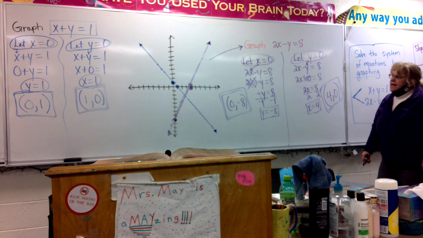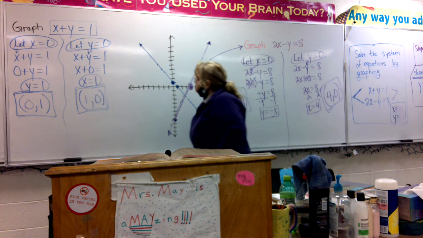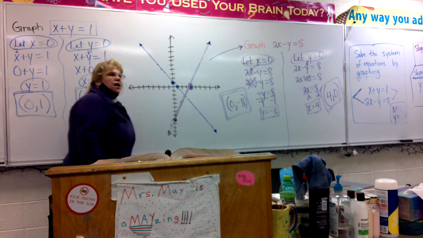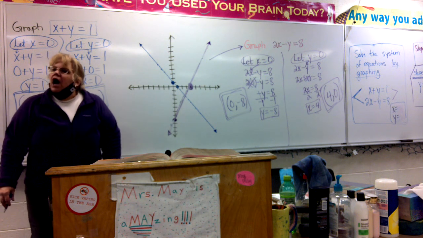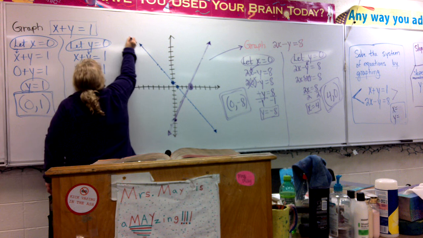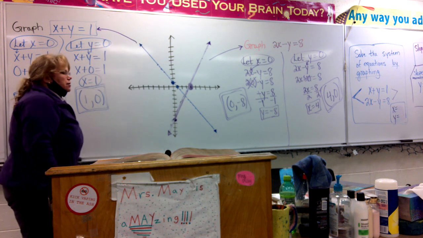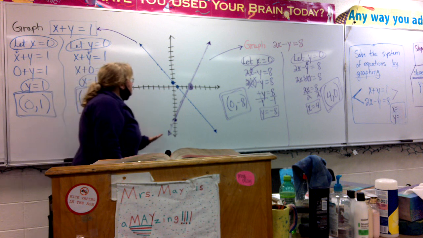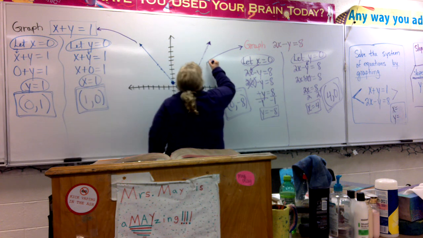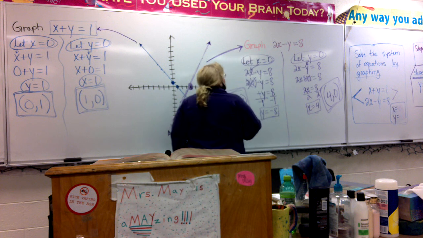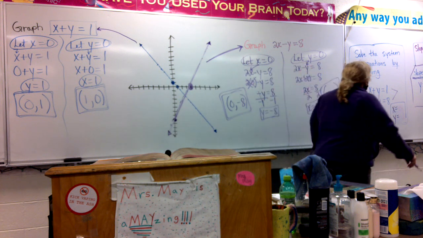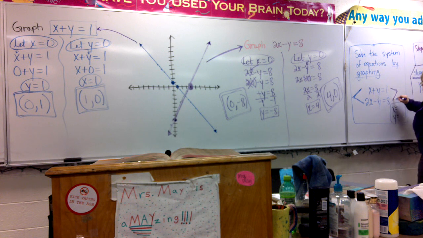Before you say anything, come back over here. All the points on the blue line are XY pairs that work in this equation. All the points on the purple line are XY points that work in this equation. And I am looking for one x and one y that will work in both. Where could I find an x and a y that would work in both?